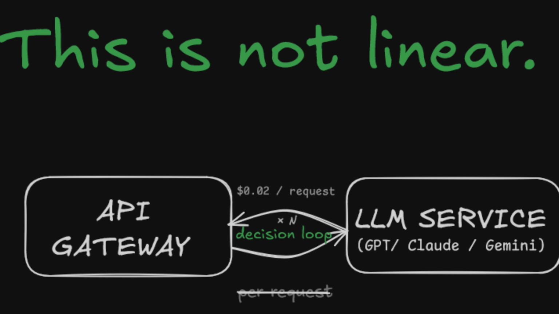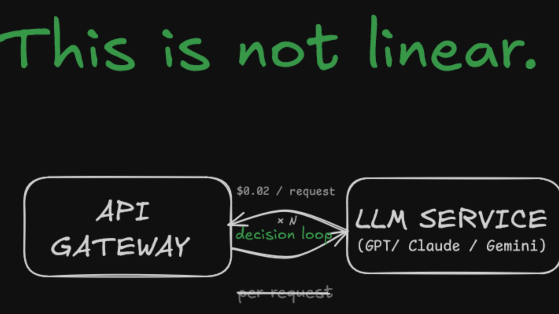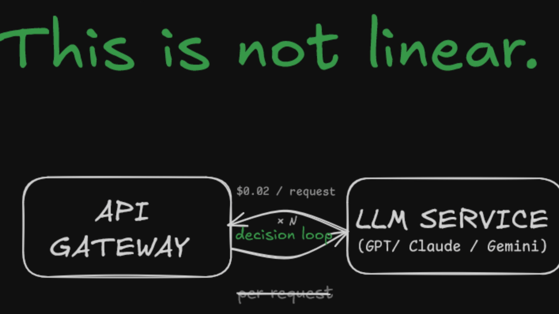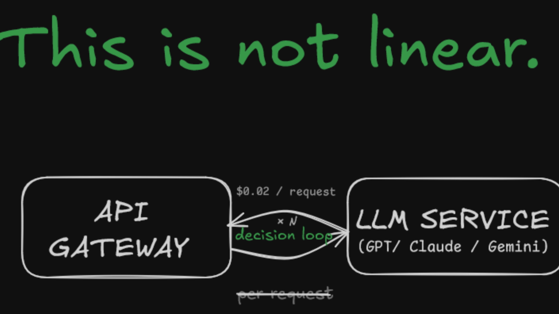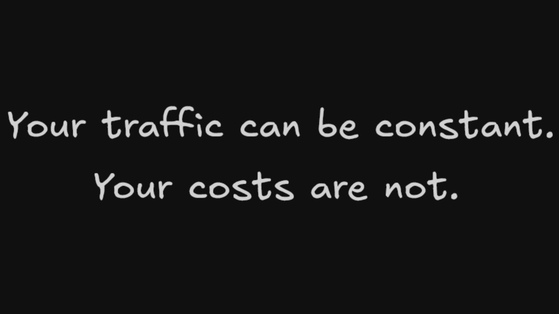Because in production, intelligence is not free. It has shape, it has dynamics, and if you don't model those dynamics explicitly, they will show up somewhere else, usually in places you didn't expect, and almost always on your cloud bill. If this feels familiar, it's because this isn't really an AI problem.